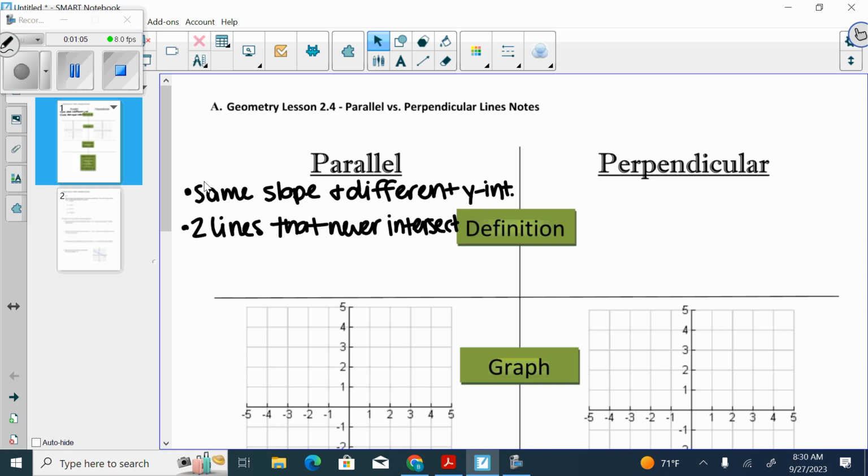And then the last thing we need to make note of is the symbol that we use to denote parallel. So our symbol or notation for parallel lines is this right here.